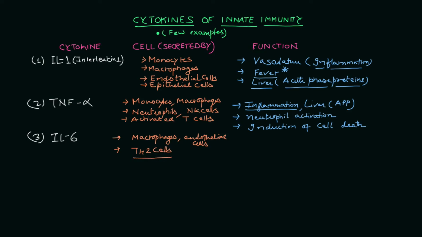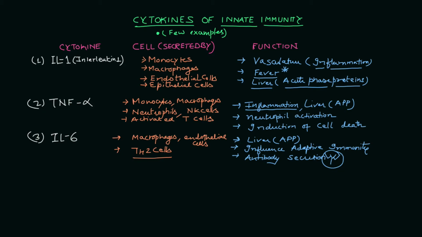The function of IL-6 cytokine is, again, the common function, which is production of acute phase proteins by liver. Second, it influences adaptive immune system. So it can also regulate the activation of the adaptive immune system and cause the production of antibodies. So the function is antibody secretion.